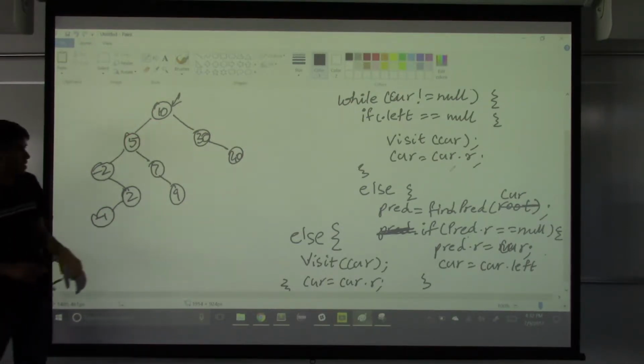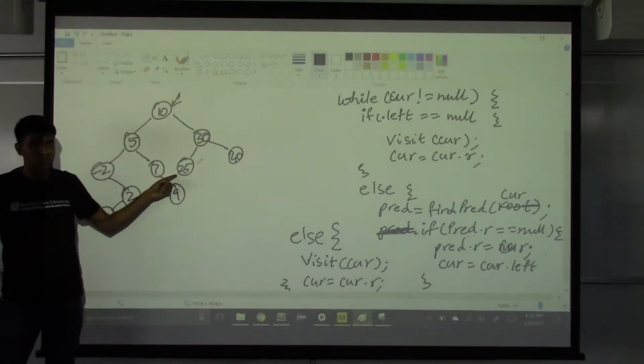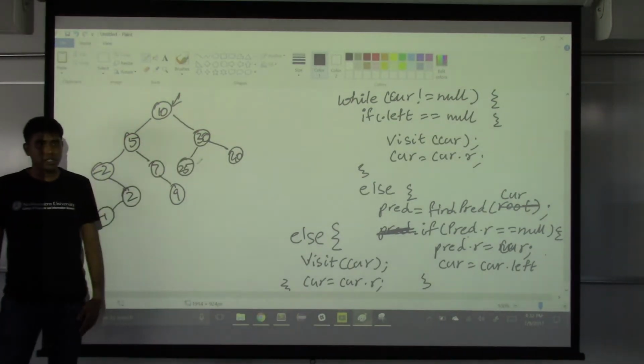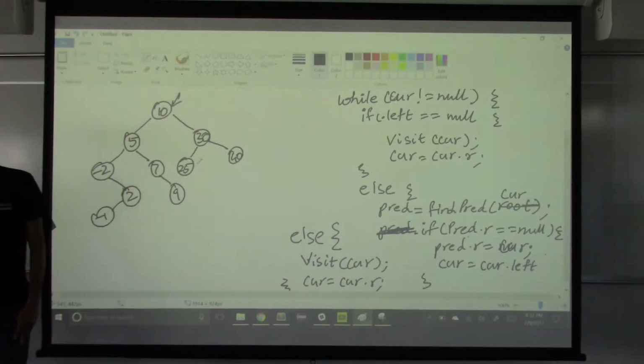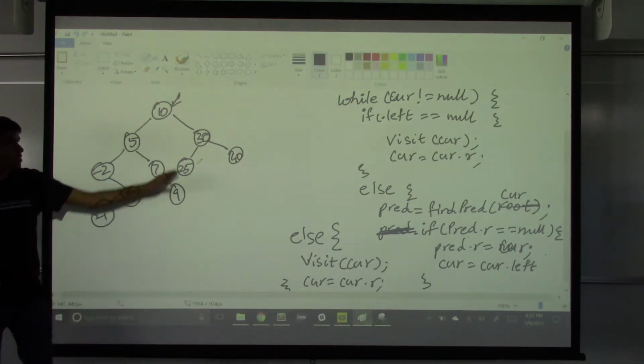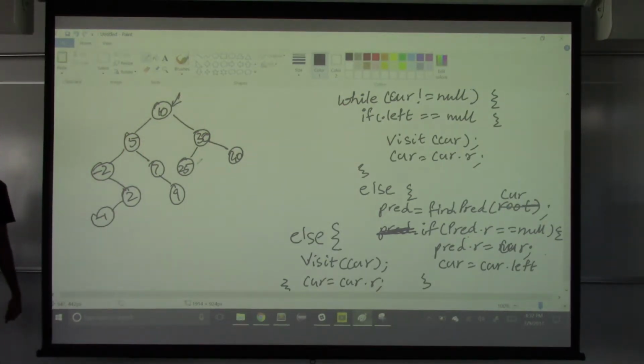If, let's say, I have 25 here, and I want to find the predecessor of 25. It's the smallest element that is lesser than the current element along the root path, the first element that is lesser than the current element in the root path. So basically wherever you make a left turn.